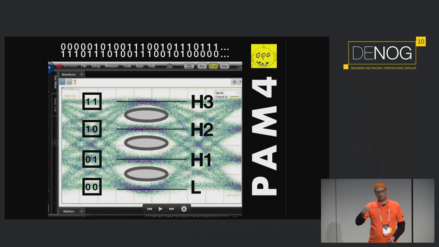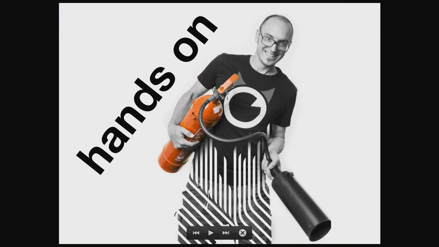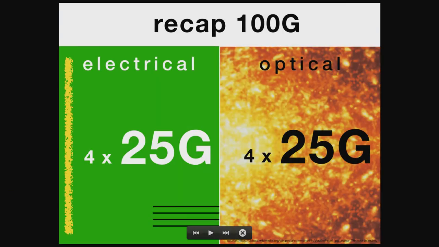So looking at 100 gigabit now using PAM4, we would be at 200 gigabit. So what drives the 400 gigabit? That's coming on the further slides. So more to the hands-on, how is this implemented in practice? I need to do a recap on the 100 gigabit.